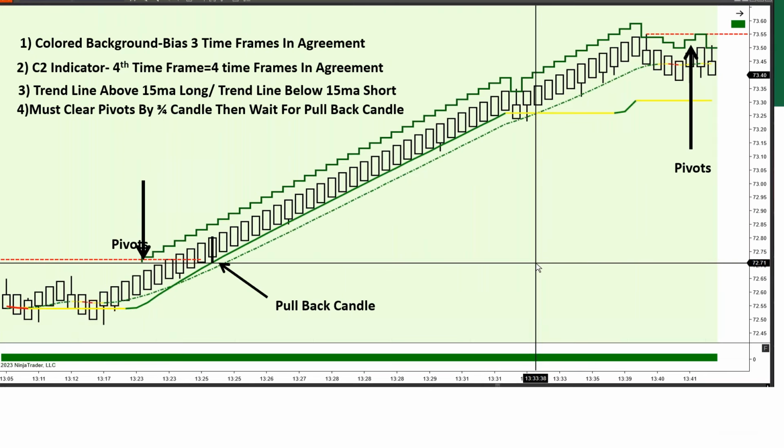If you run into a pivot, higher time frame support or resistance zone, the VWAP, whatever you have that could give you resistance or support, you must wait until 3/4 of the body of the unirange bar closes above the pivot, and then you must wait for a pullback candle. And I'll explain to you why you wait for the pullback candle in a little bit.